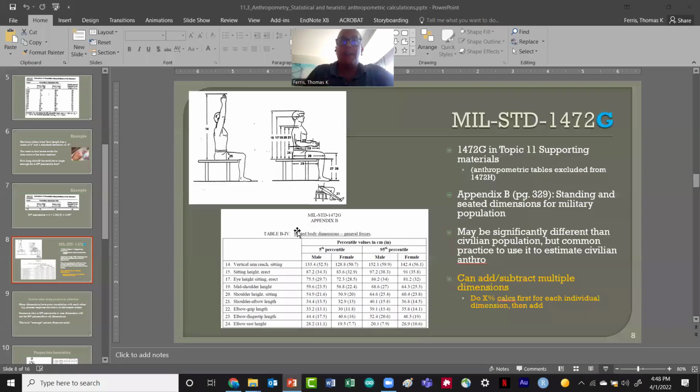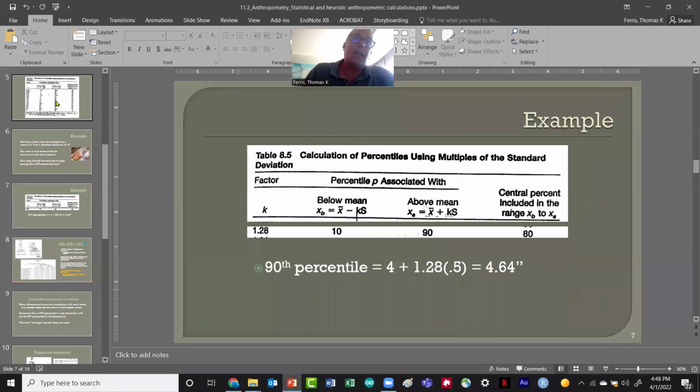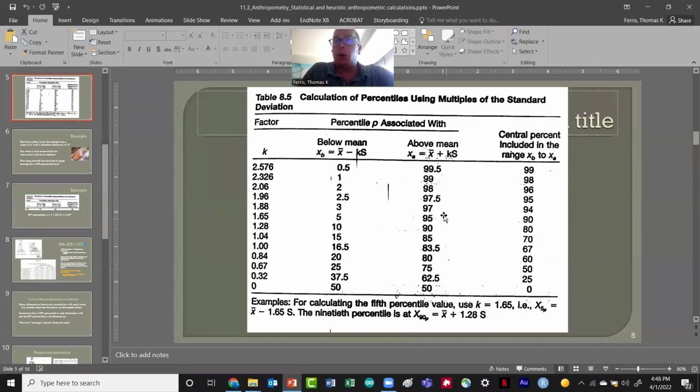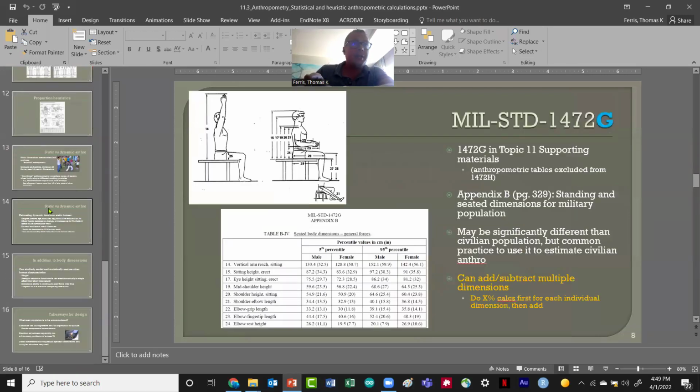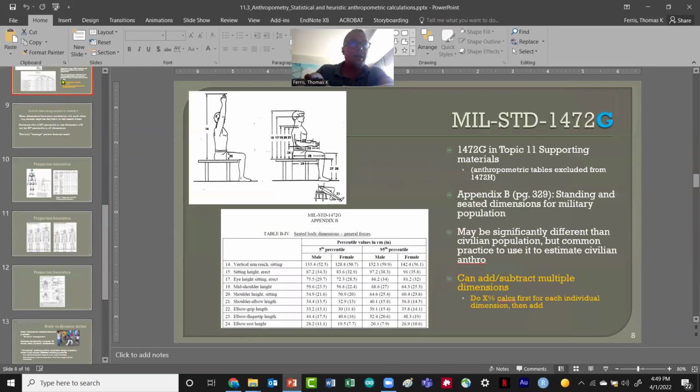I know that. And so if I also remember my K chart, and I'm going to X bar plus K of S, and I want to get to 95, well, looks like my K factor is 1.65. So let me just do this actually, let's do it live.